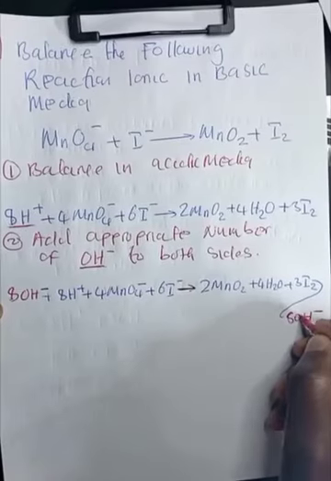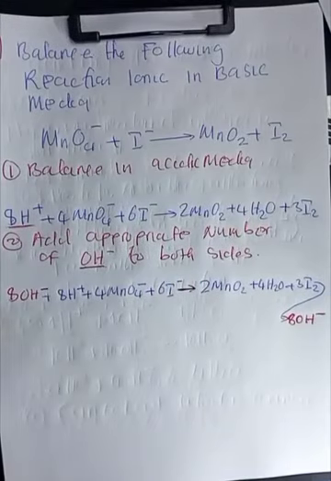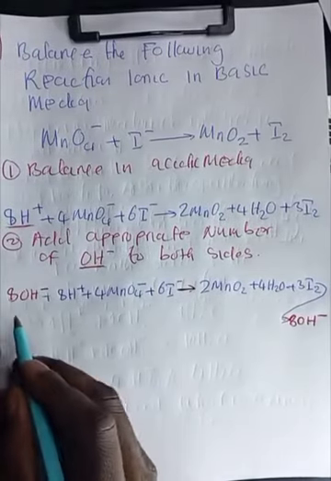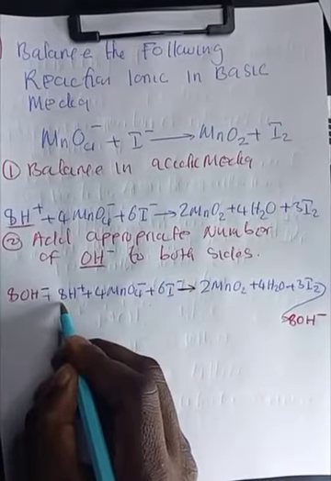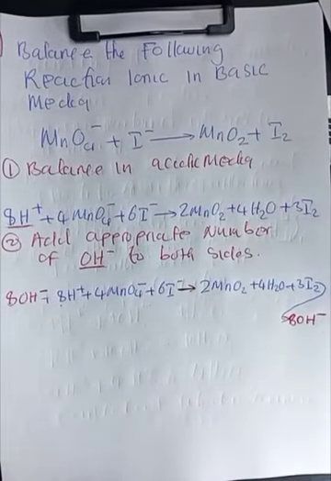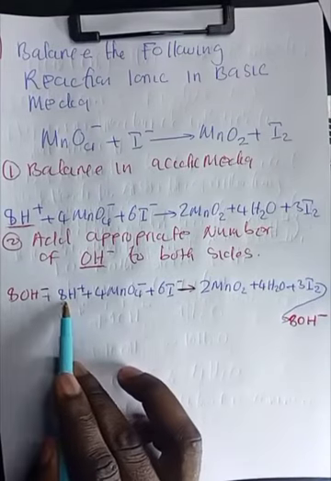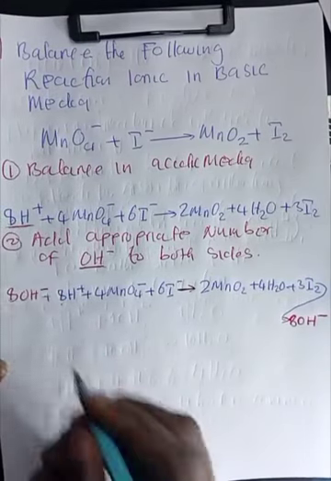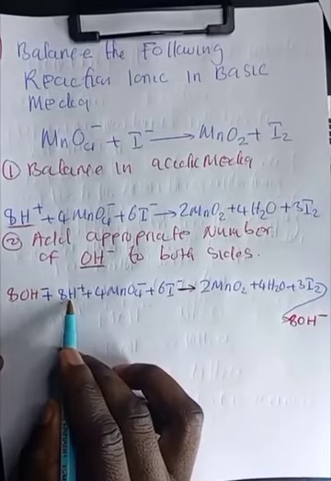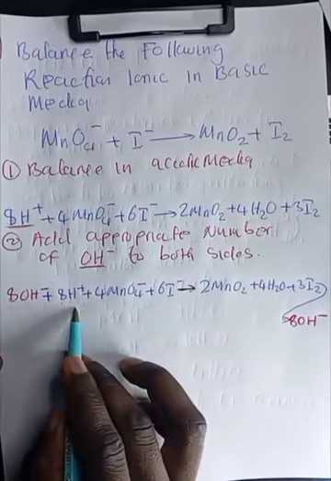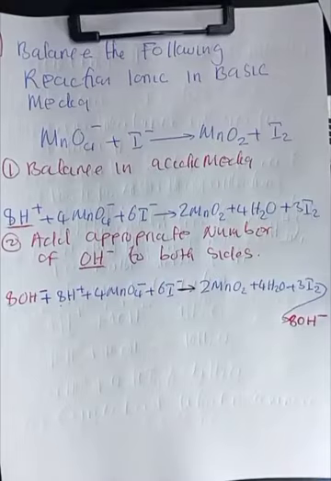Don't forget to put a charge in. So this is what we have. We have added 8 hydroxide, comparing to the 8 hydrogen ions. But like I told you, whenever you see hydrogen ions and hydroxide, these two are friends. Whenever they meet, they couple together and form H2O. So how many water molecules are we going to get from 8 hydroxide and 8 hydrogen ions?